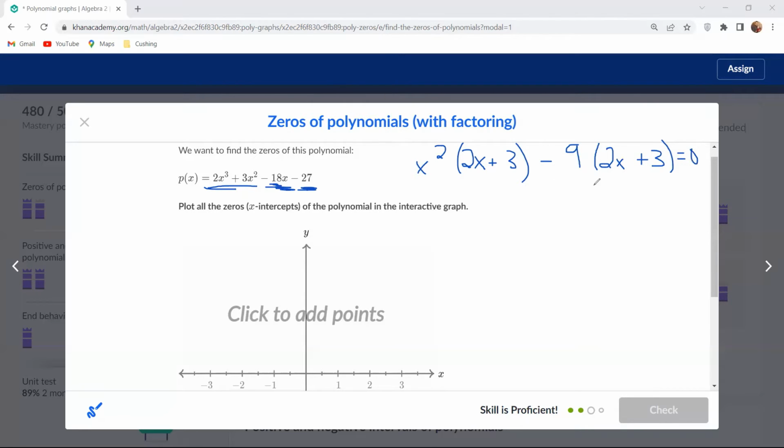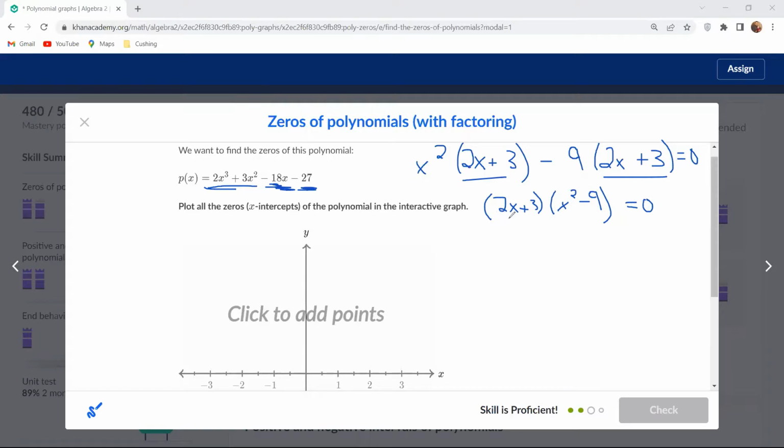So now with grouping, again, 2x plus 3 is like our common factor. So I'll pull out 2x plus 3. And what's left is the x squared minus 9. A lot of people get confused if there's no number here. If there's nothing here, this would be x squared minus 1. But because there is a 9, it's going to be x squared minus 9.